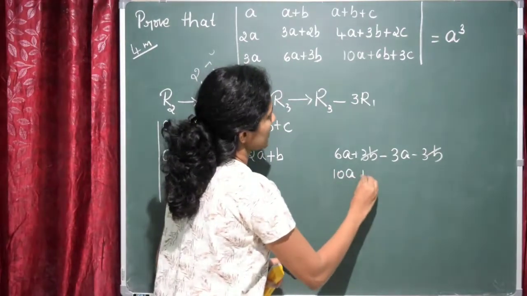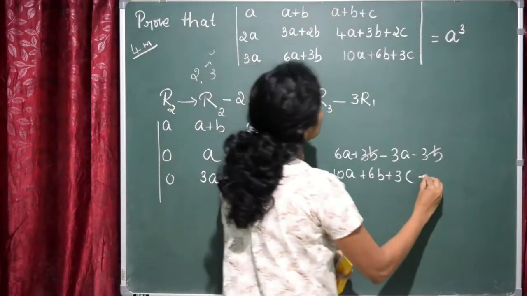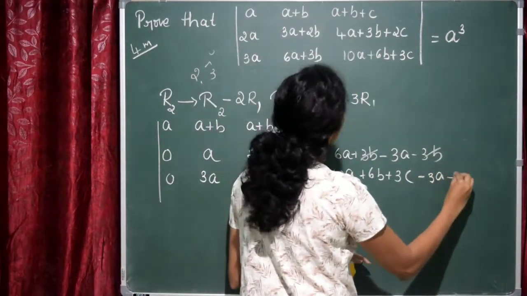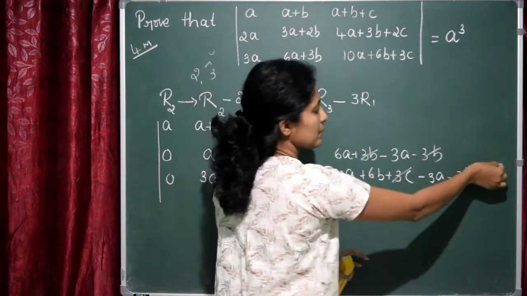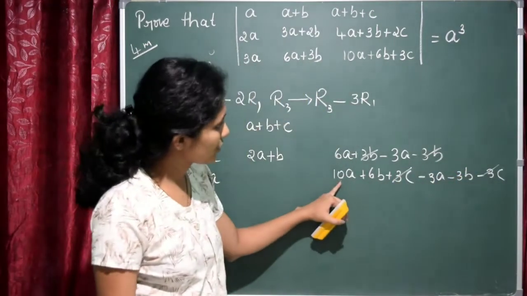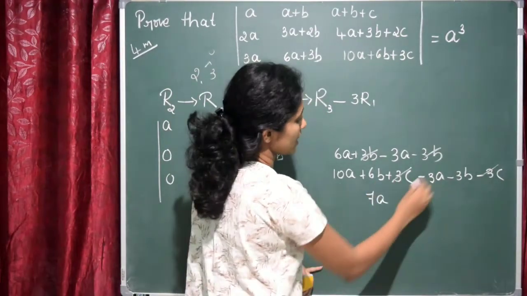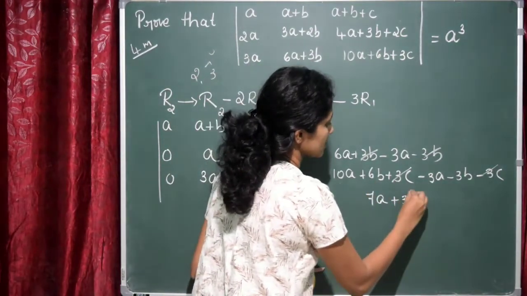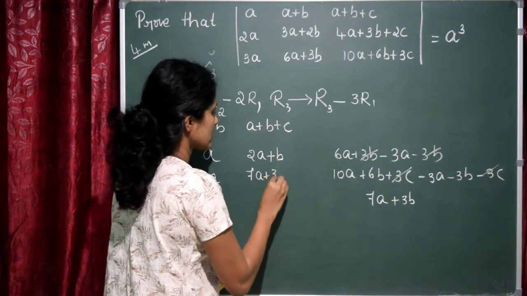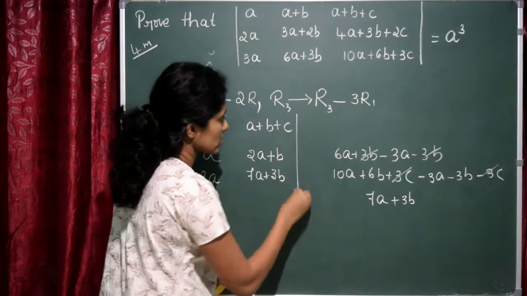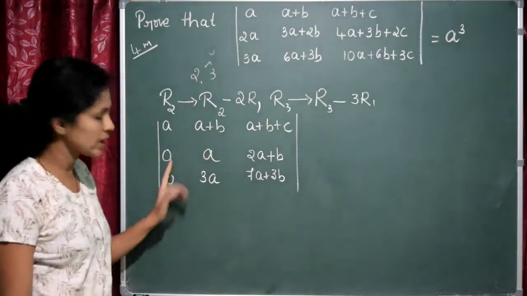10A plus 6B plus 3C minus, so that will be now 3A minus 3B and minus 3C. Here also plus 3C and minus 3C will get cancelled. 10A minus 3A will be 7A and 6B minus 3B will be equal to plus 3B. So this is now the last element, 7A plus 3B. So now in this operation we made two elements as 0, right? So these two elements are 0.